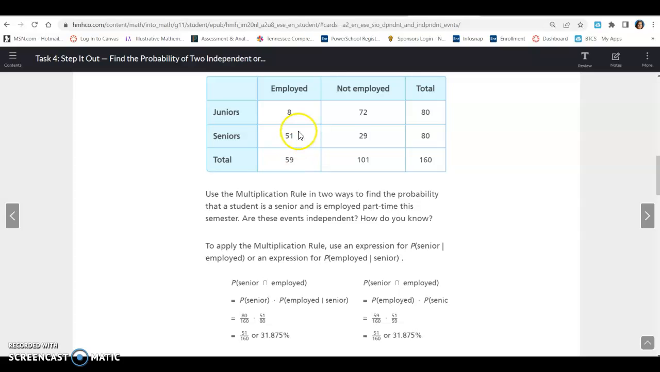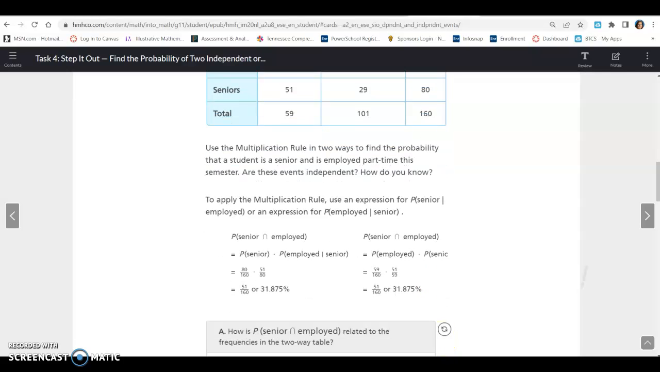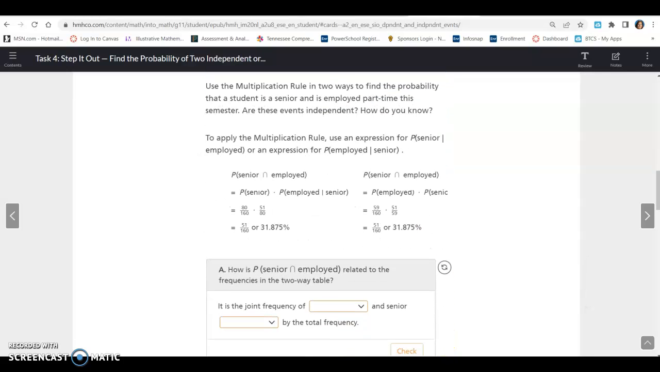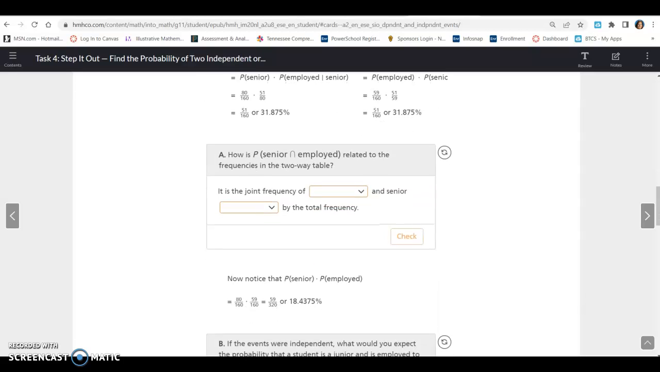So 51 seniors, which makes sense. More seniors are going to be driving and have a vehicle to be able to work. So that kind of makes sense. All right, again, if you multiply these numbers together, you're going to get 31.875. You can see that these two things are equal. So what they're saying is the multiplication rule is going to work for each of those.